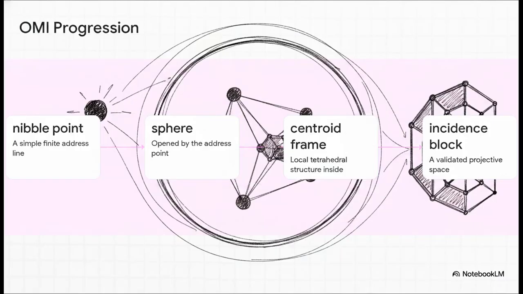Let's move on and see how this builds into an actual working space. In OMI, we progress in really clear steps. We start with a simple finite address line, what we call a basic nibble point. That point then opens a sphere. Inside that sphere is our local tetrahedral centroid frame, which then validates into a completed incidence block. So a simple data point beautifully blossoms into a validated projective space.